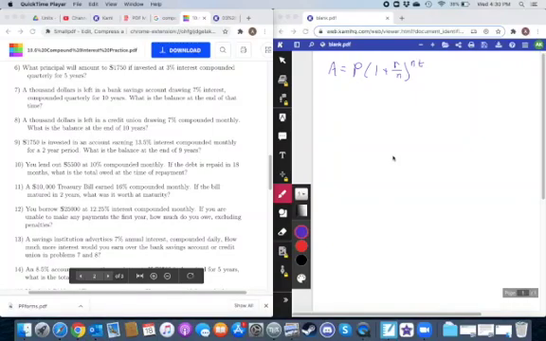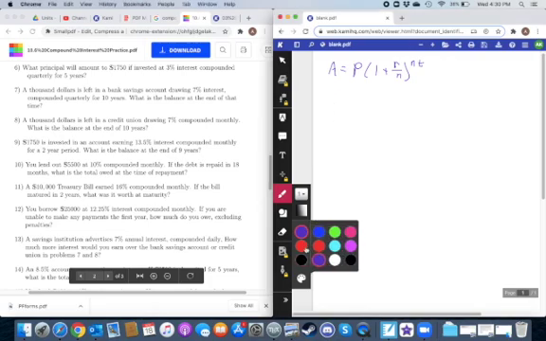Today we're going to be looking at some compound interest examples, but we're not going to be looking at the straightforward. What do I mean by that? We're not going to be looking at the part where we just have the principal, the rate, the compound coefficient, and the time, and we just have to plug everything into a calculator. We're going to be looking at something a little bit more interesting.